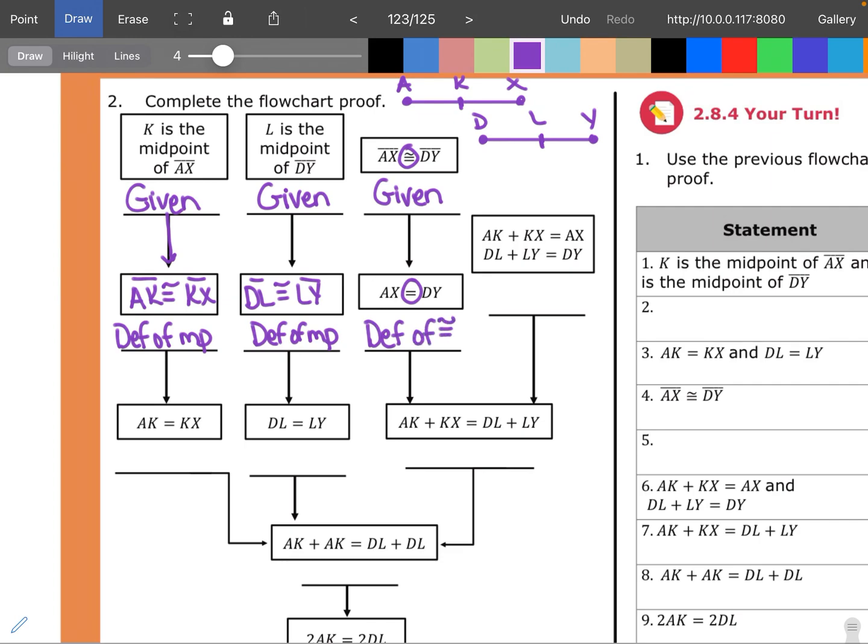And then kind of over here at the side, I have AK plus KX is equal to AX. All right, is equal to the whole thing. And then DL plus LY is equal to DY. Well, that is your segment addition postulate.